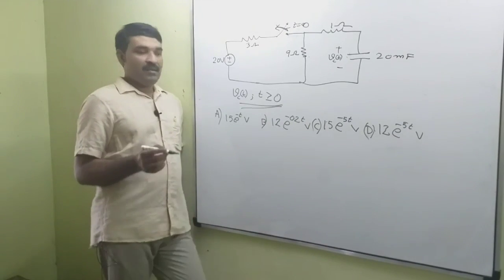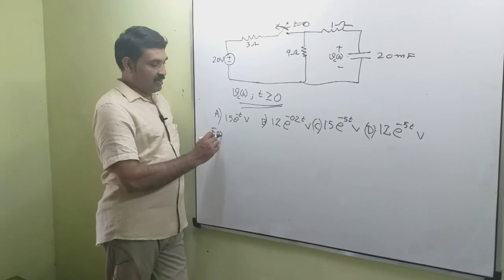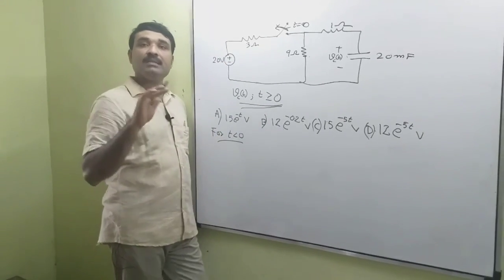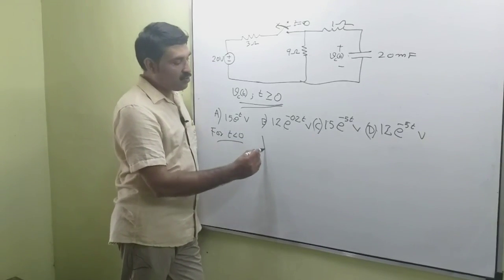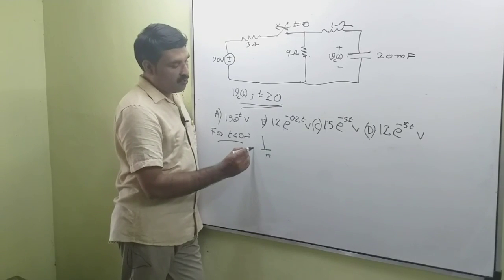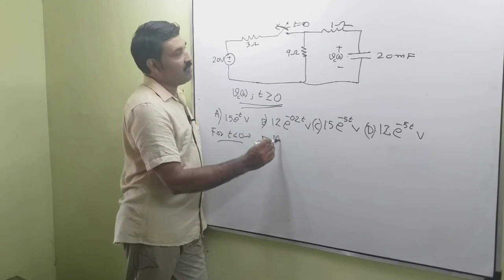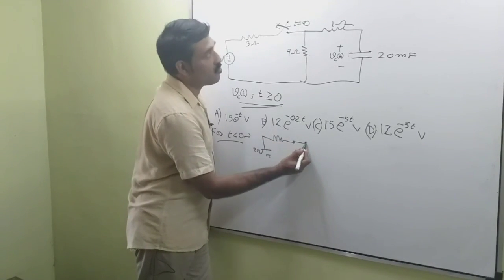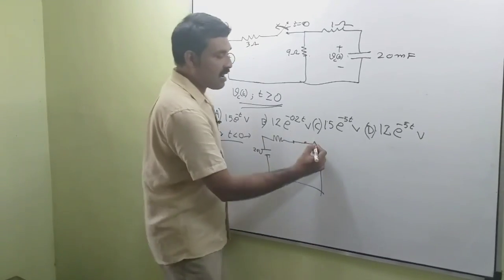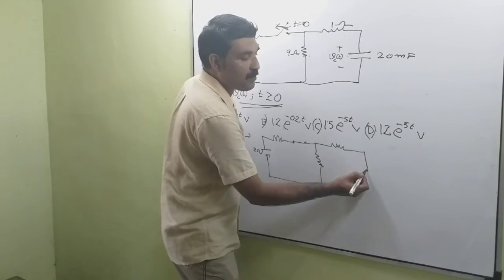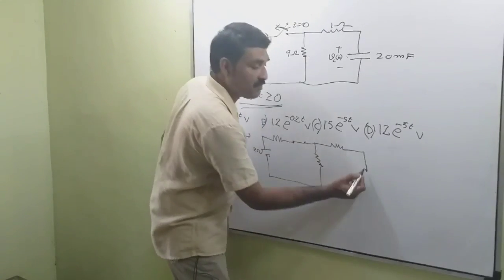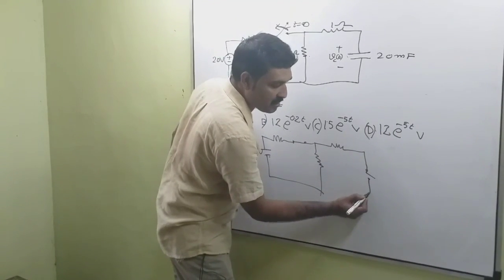So for t less than 0, the circuit remains closed. So the circuit is in steady state condition. So we can redraw the circuit for this condition as we have a voltage source of 20 volt, and this is 3 ohm resistance, and the switch remains closed, and this resistance. Okay, resistance. Since under steady state condition, the capacitor becomes open circuit. That blocks DC. So the capacitor is replaced by an open switch.